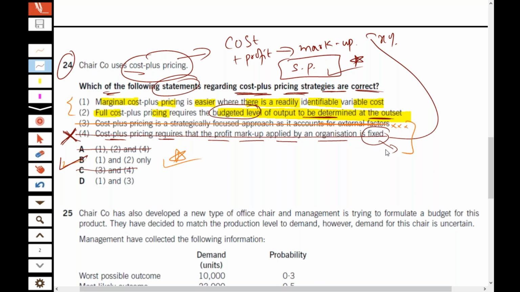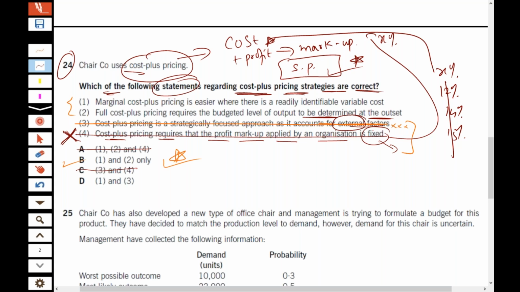Okay, I repeat option number 3. In number 3 statement, it is written that cost plus pricing is a strategically focused approach as it accounts for external factors. No, external factors are not the matter of cost plus pricing. Cost plus profit is my internal matter. It's my discretion. I will charge 12% profit, 14% profit, 15%. It's my wish. It's my desire. It's nothing to do with the external factors.